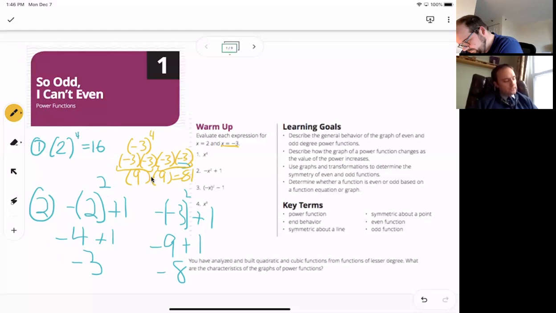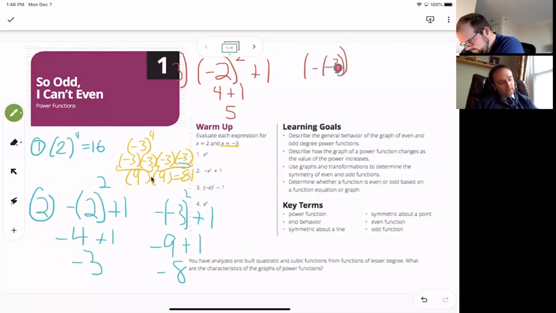Number 3 will be similar, but you notice how the negative is inside the parentheses. I do notice that. I hope they notice that. The negative is inside, and we have to write it like that. This is saying, what's negative 2 times negative 2, which is 4. So that's 4 plus 1, which is 5. And then the super spicy part is if I put a negative 3 in there, it's negative 3 squared plus 1, which is positive 9. So 9 plus 1 is 10.